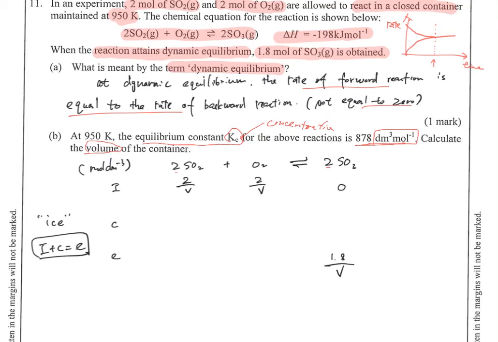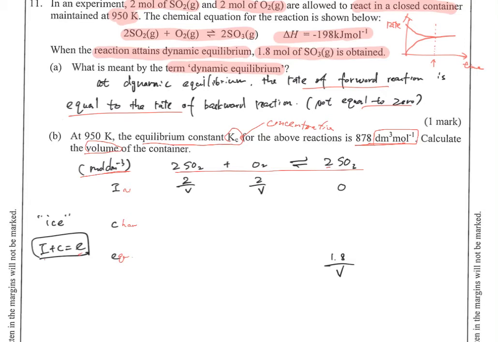First of all, you need to write down the equation, and after that write ICE. ICE is the ICE table: Initial, Change, Equilibrium, remember that. Every number in the ICE table is actually a concentration. So this is the initial concentration, this is the change in concentration, and this is the equilibrium concentration. So 2 over V means that this is the concentration of SO2.